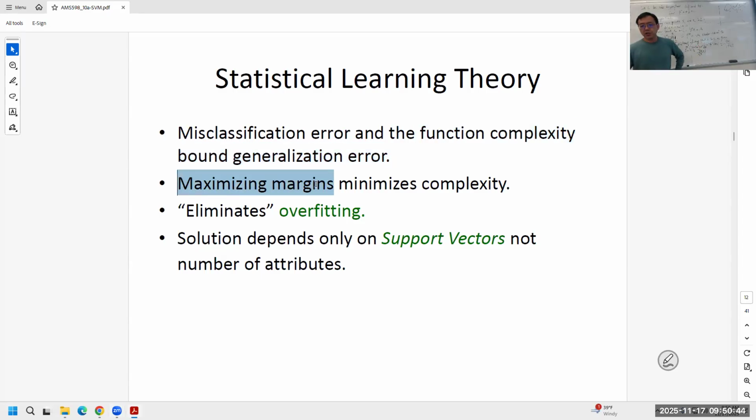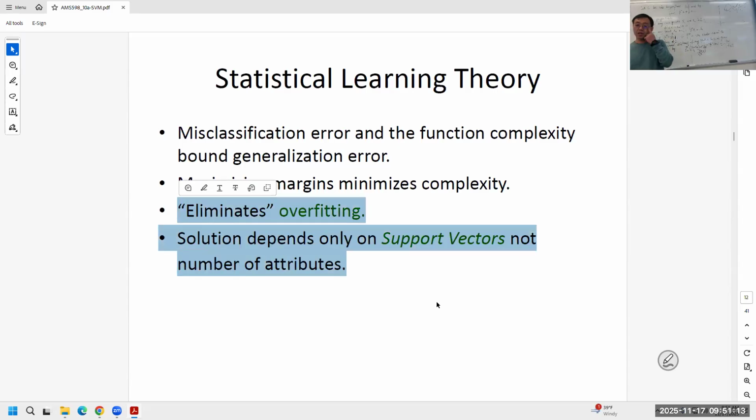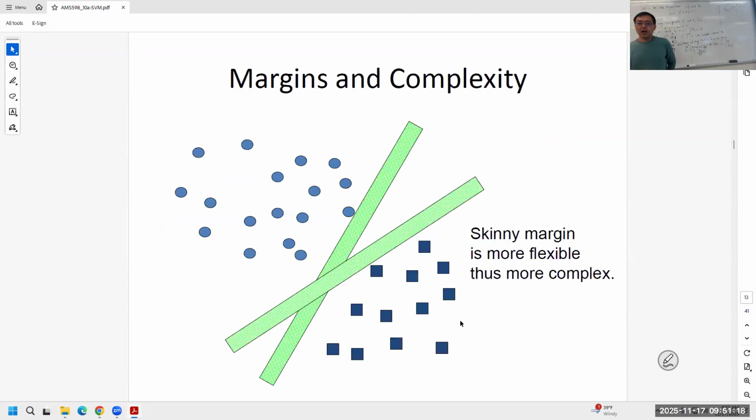Maximizing margin essentially is minimizing the complexity. I'll show you in the next slides. What we try to do is eliminate the overfitting. I put a quote because the overfitting you can never really eliminate; we try to reduce it as much as possible. The solution depends only on the support vectors, not the number of attributes. This is also a point we're going to see in the next slides.